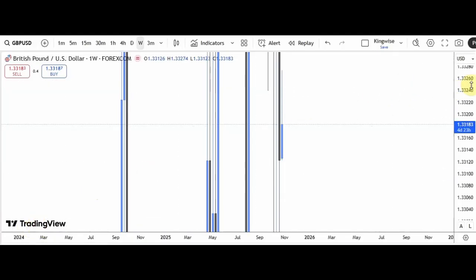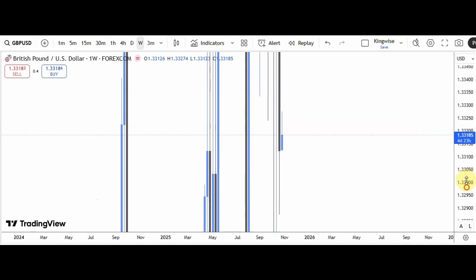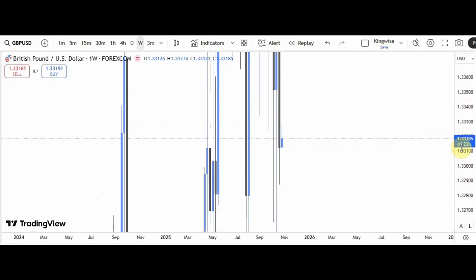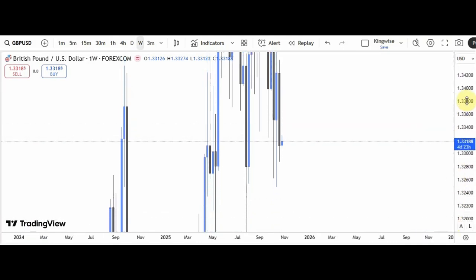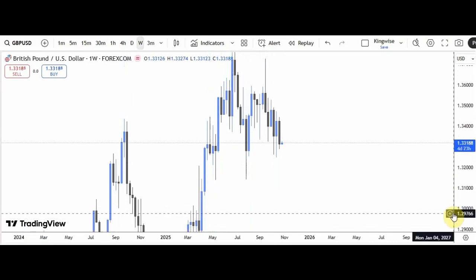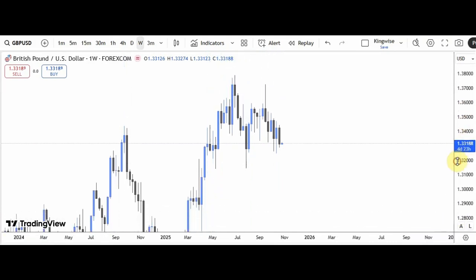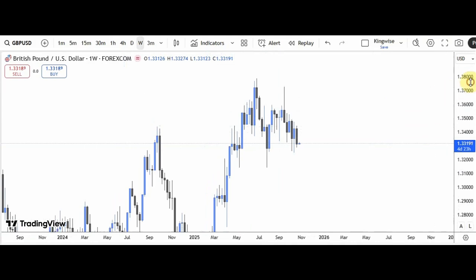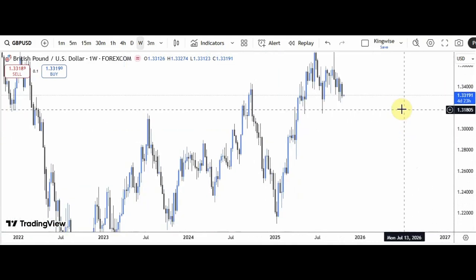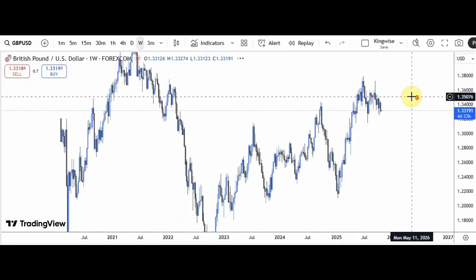Okay, let's quickly run the analysis on GBPUSD. So from the weekly time frame, what can we see?